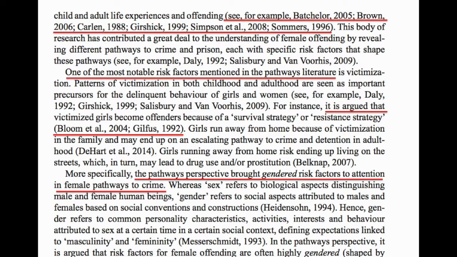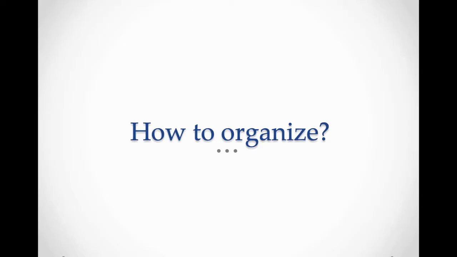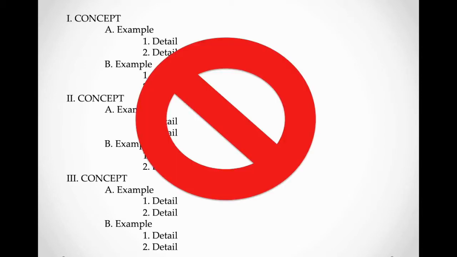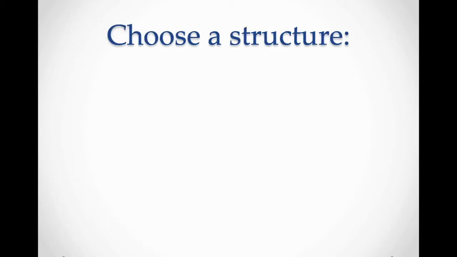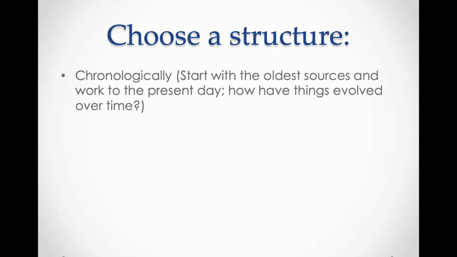You'll do your database research, much as you've always done, but there will be some subtle differences in how you organize your literature review and how you structured a typical research paper. You can choose to organize your literature review chronologically, starting with the oldest sources and working forward to the present day to see how things have evolved over time.